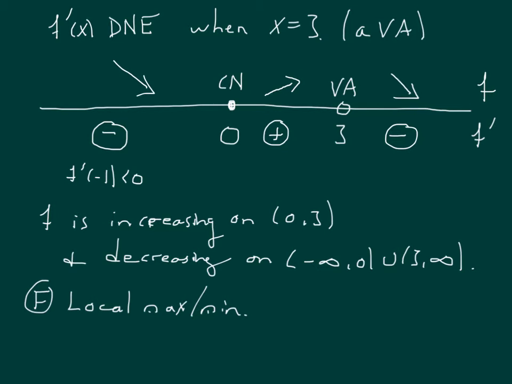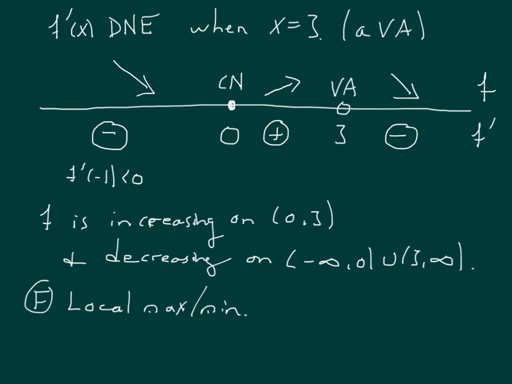By the first derivative test, because 0 is in the domain of f, 0 is a critical number of f. F, you'll note, is increasing to the left of 3 and decreasing to the right of 3, but in this case, because we have a vertical asymptote at 3, because 3 isn't in the domain of f, we can't say that f has a local max at 3. So we just can say that f has a local min at 0.